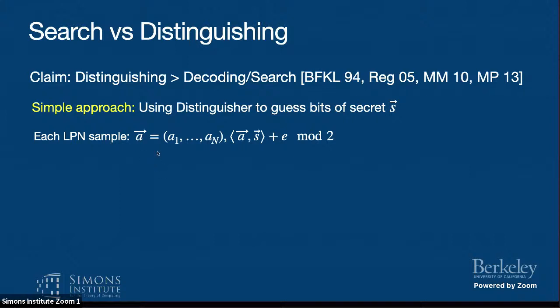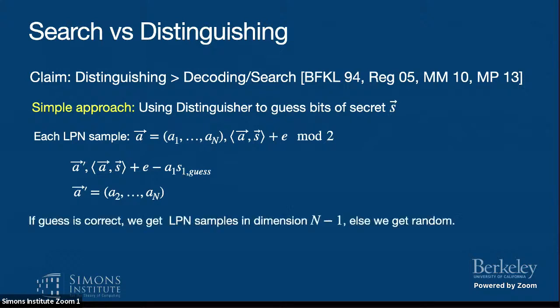Let's say the field is F2. I can take an LPN sample, which looks like (A, AS + E), where A is A1 through An. I can, bit by bit, peel off the secret. Say I want to guess the first bit of the secret. Consider a new sample A', which consists of A from 2 to n, so I removed A1 from the vector. On the other side, I take AS + E and subtract off A1 times my guess of S1. Now, if I made a correct guess of my secret, then it turns into another LPN sample in one dimension less. If I made the guess wrong, then this becomes a random sample because A1 was random. So if I have a distinguisher, I can learn the secret bits one by one.